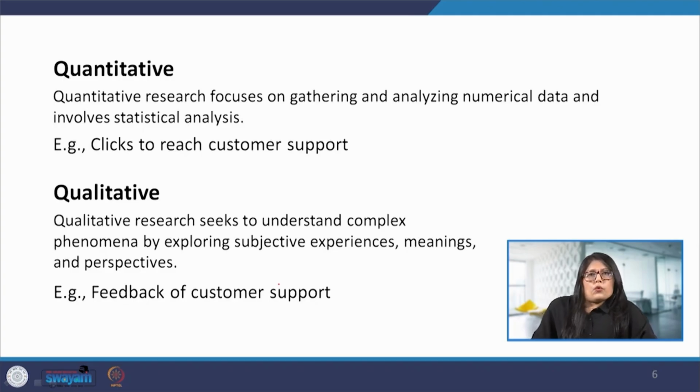Now, data can be quantitative and qualitative, as we have also discussed earlier. For example, how many clicks are required by the user to reach the customer care on a website? This will be an example of quantitative data. And when we ask what the feedback of the user is regarding the customer care support, that will be qualitative data. So, it is important to know what techniques can be used and how useful and reliable the data that we are collecting is.